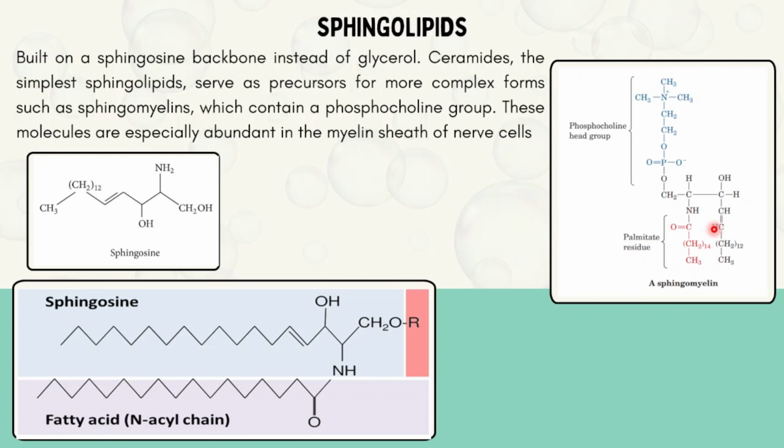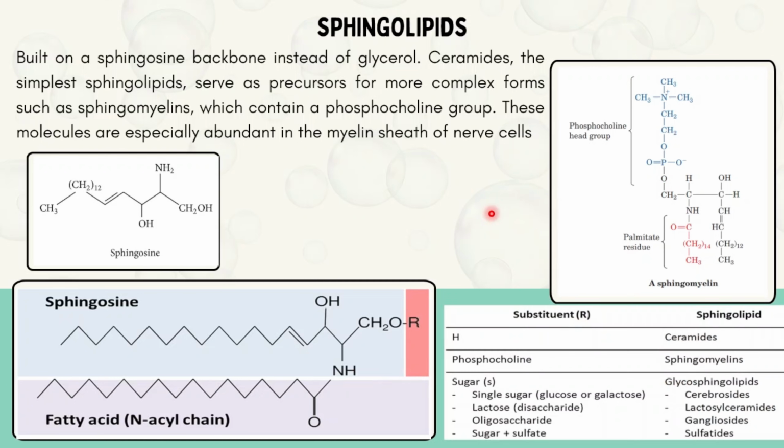It's a 16 carbon fatty acid. You can confirm this: 14, 15, 16, 16 carbons attached to this NH group. So this is the most common sphingolipid. Depending on what this R group is will depend on the name of your sphingolipid.